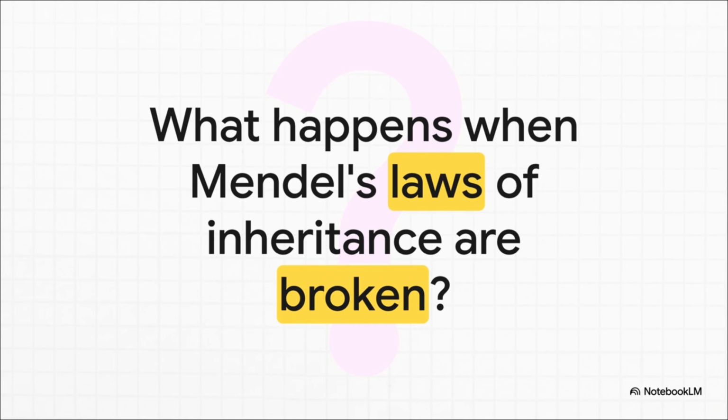But what happens when the rules get broken? What happens when genes are linked together on the same chromosome and don't assort independently? Or when one tiny mutation in a single gene leads to a really complex disease? Well, that's where it gets truly fascinating, and that is exactly where we're headed next time.